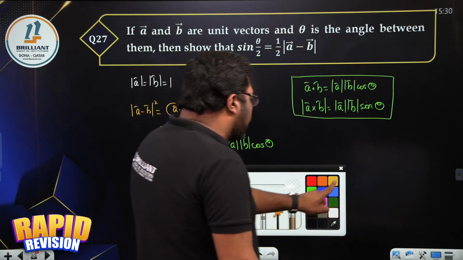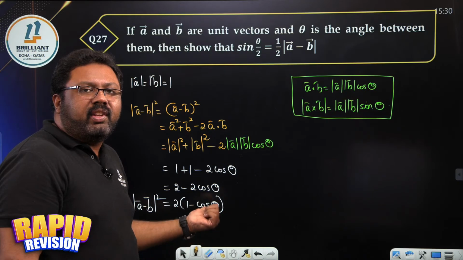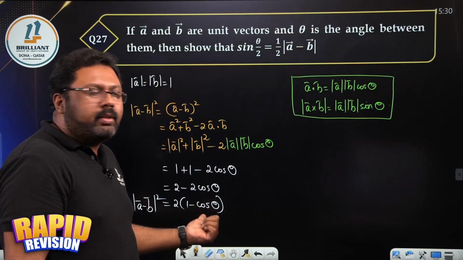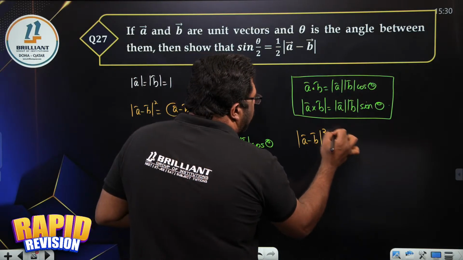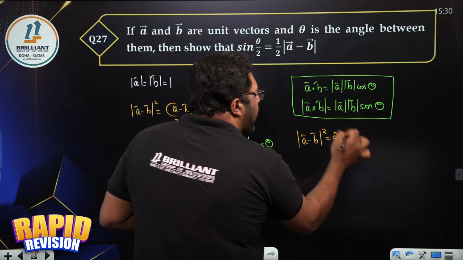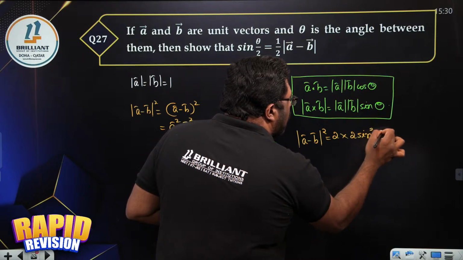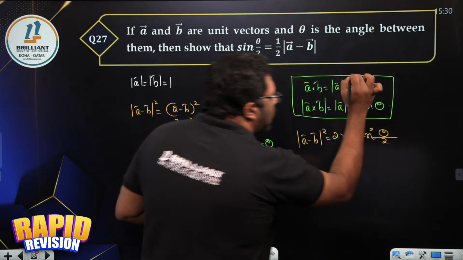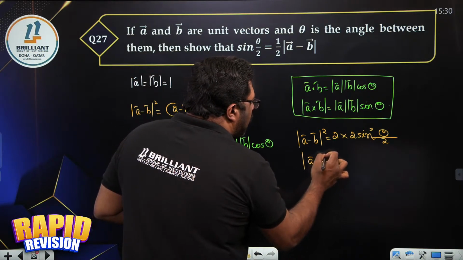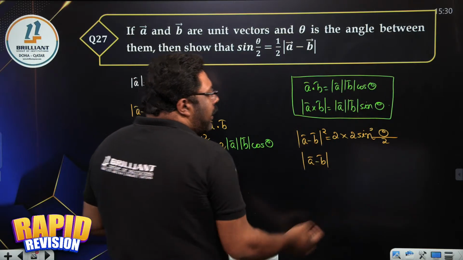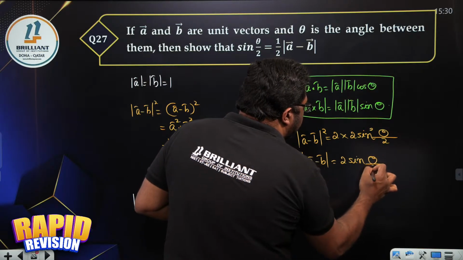And 1 minus cos theta, everybody, one of the most important trigonometric results in 11th and 12th. 1 minus cos theta. Quickly, if you can remember, you can put it in the chat box. 1 minus cos theta is 2 sine squared theta by 2. Then what's magnitude of A minus B? Not squared, A minus B. It's 2 sine theta by 2.